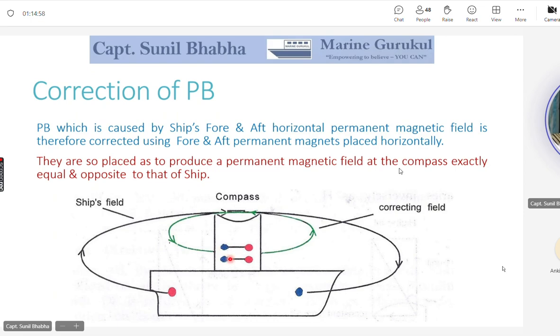So when you place these magnets in the binnacle, they generate a correcting field. Right now the laser pointer is on the correcting field and you can see that the direction of the correcting field is opposite to the direction of the deviating field. So when you place these corrector magnets in the binnacle in the fore and aft direction with their poles opposite to the poles of the ship, forward of the ship had a blue pole, forward of this corrector has a red pole. With the poles opposite, they generate an opposite field, thus correcting the deviation caused because of permanent B.